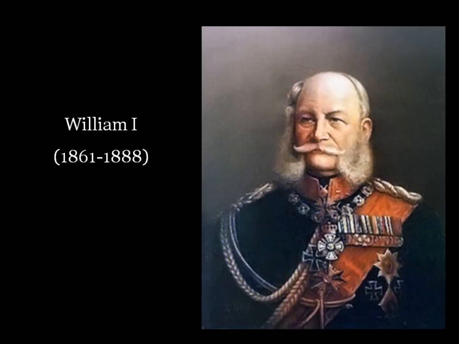The king of Prussia, who would oversee the unification of Prussia and other states into Germany, was William I. Overall, he was not the most important figure in the unification process, but he was the monarch who began as the king of Prussia and died as the emperor of a unified Germany.